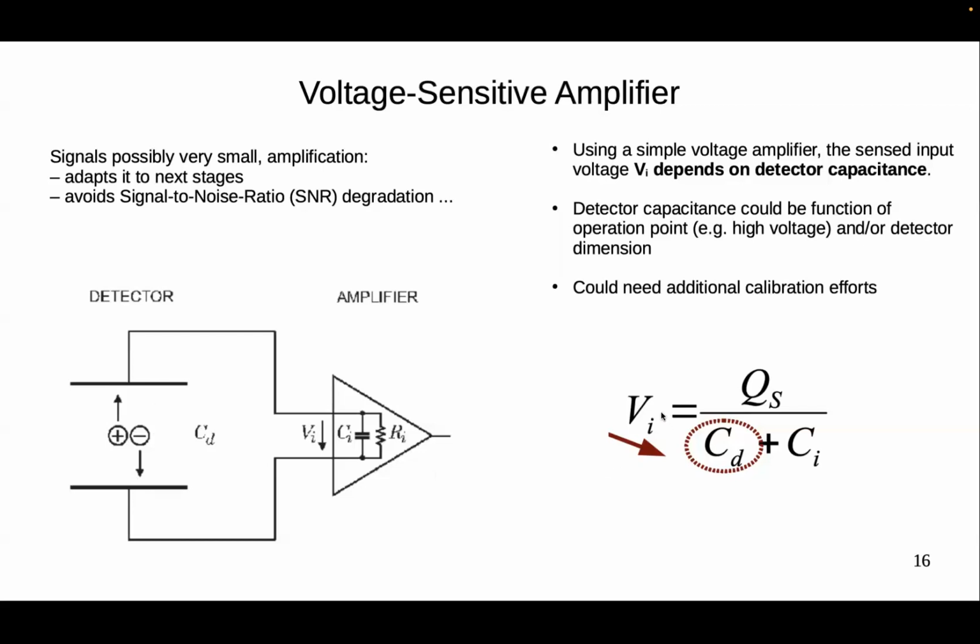So the voltage in the input is basically the charge of the source divided by the capacitance of the detector plus the capacitance input of the operational amplifier. So here we can already see that there is a relation between the voltage we have here and the characteristics of the detector and also the op amp.